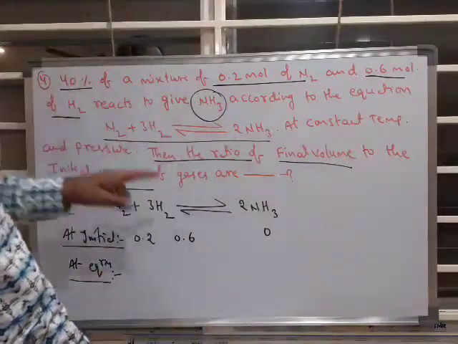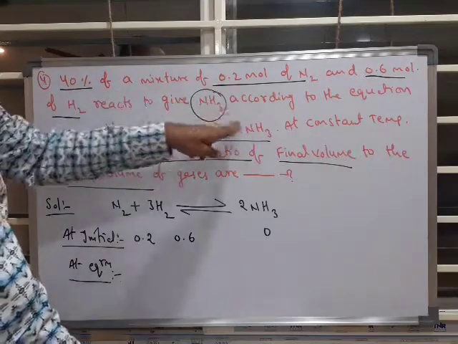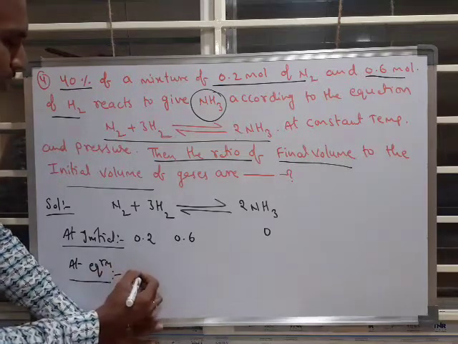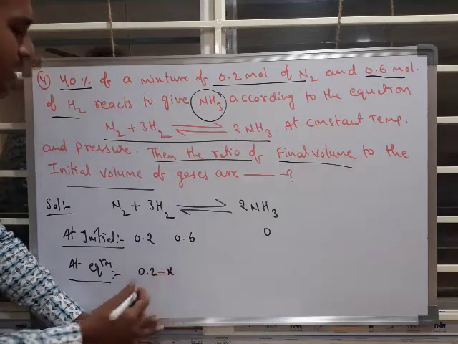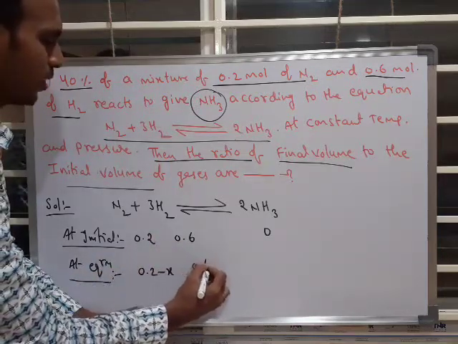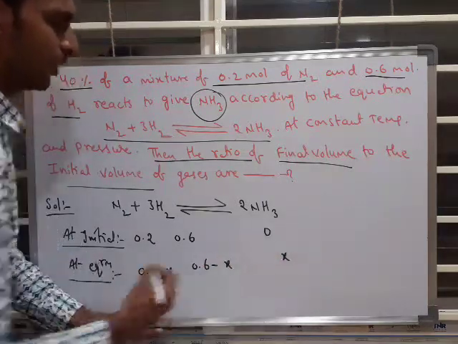So in this reaction particularly it is given that 40% of the mixture is changed into ammonia. First we are taking x moles of the compound reacting, x moles. So starting with the total, we take x, 0.6 minus x, let us take this as formed x as well.